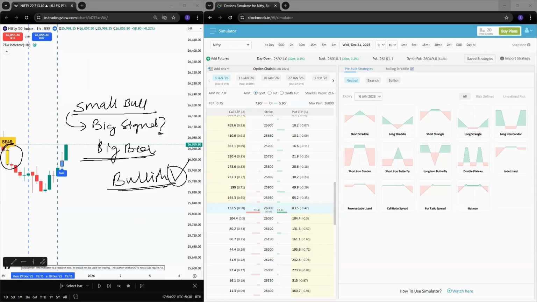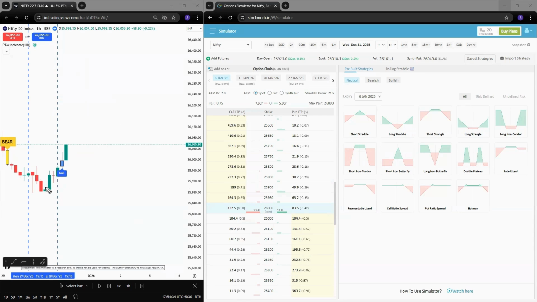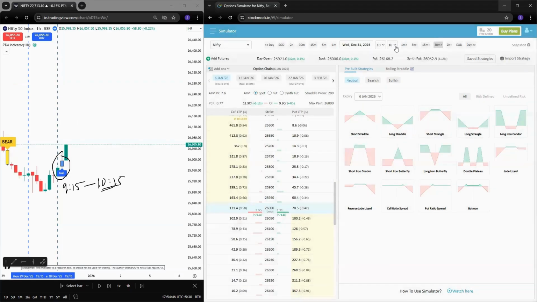So here, very simple. Go back to the notes. Go and check the entire rules I've told you. Very clear. This is something different. Now, bullish signal at what time? This is 9:15 candle. So this candle will close at 10:15. Okay, so I have to set the time in my simulator as 10:15. Let me go ahead, 10:15.